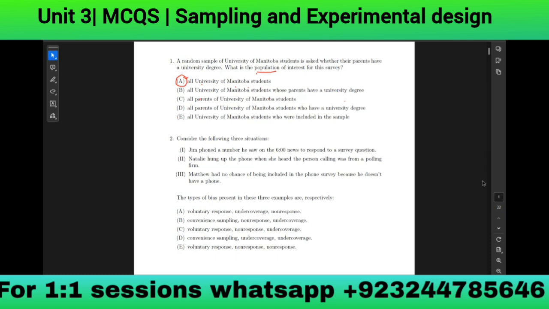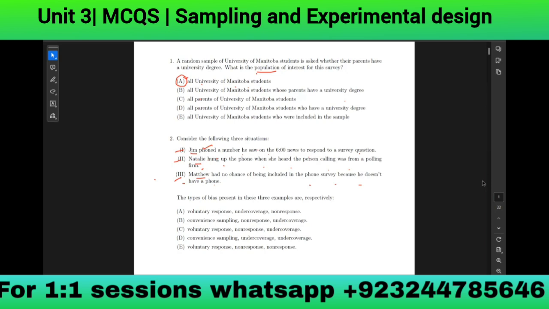Now the next question is, consider the following three situations. The first situation is that Jim phoned a number he saw on the 6 o'clock news to respond to a survey question. The second situation is Natalie hung up the phone when she heard the person calling was from a polling firm. The third situation is Matthew had no chance of being included in the phone survey because he doesn't have a phone. So there are three situations. In the first, Jim has phoned someone. In the second, Natalie hung up the phone and did not respond. In the third, Matthew did not have any phone. So the type of bias present in these three examples is, respectively, what?